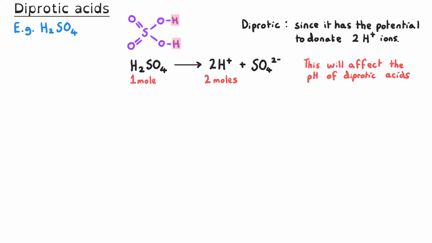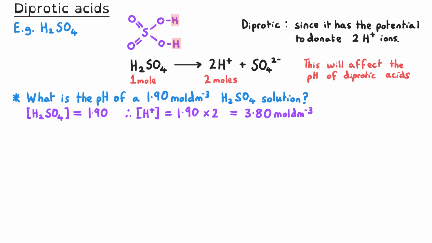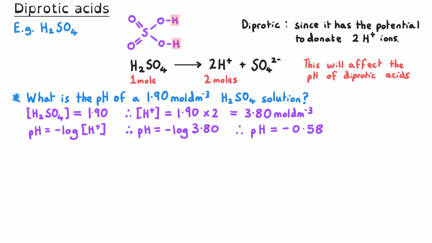And we need to keep this in mind if we're calculating the pH of this acid. So for instance, if we're asked to calculate the pH of a sulfuric acid solution that has a concentration of 1.90 moles per decimeter cubed, this means that the hydrogen ion concentration will be 3.80 moles per decimeter cubed. In other words, double. And so the pH will be negative log of 3.8 rather than 1.9. And so this means that the pH will be negative 0.58 to 2 decimal points.